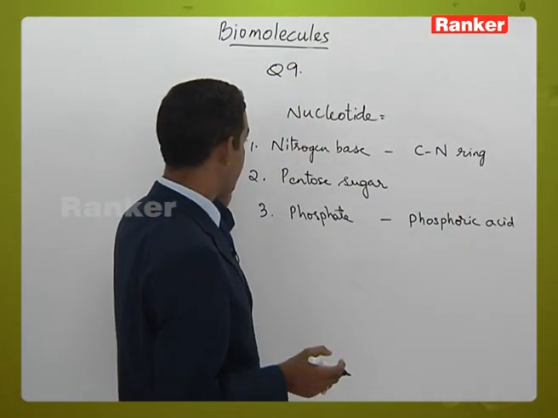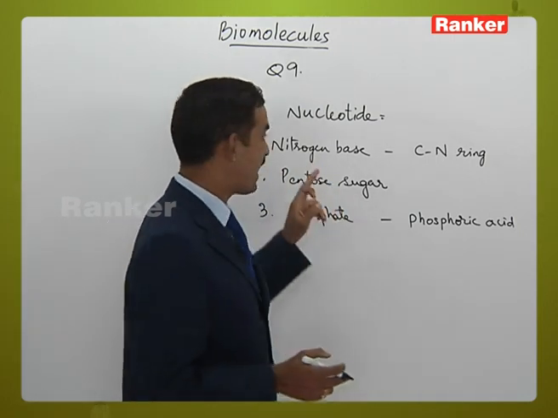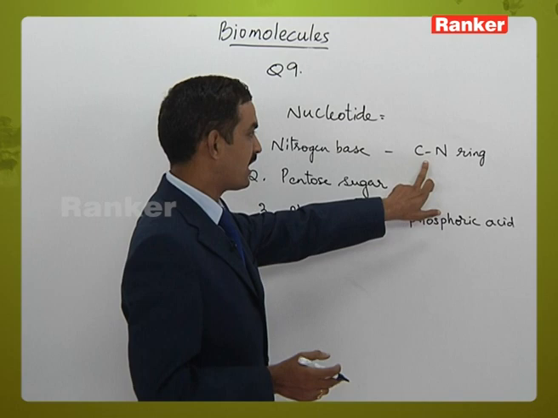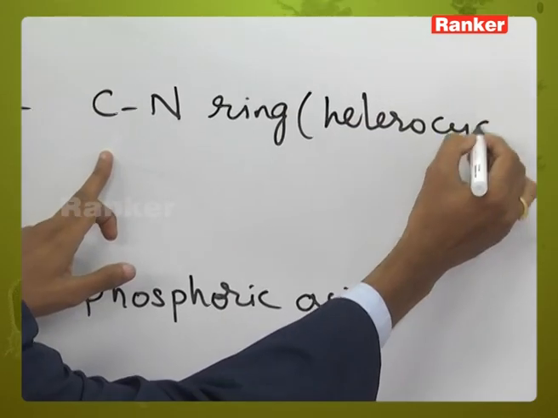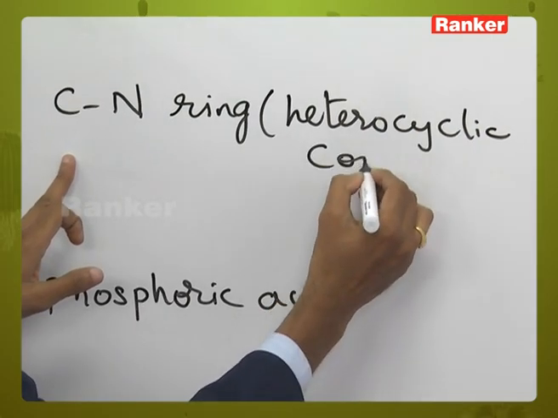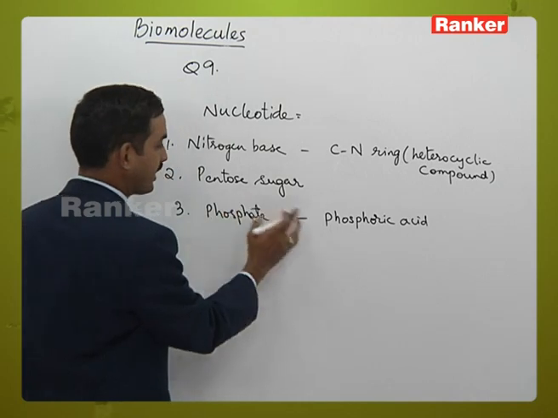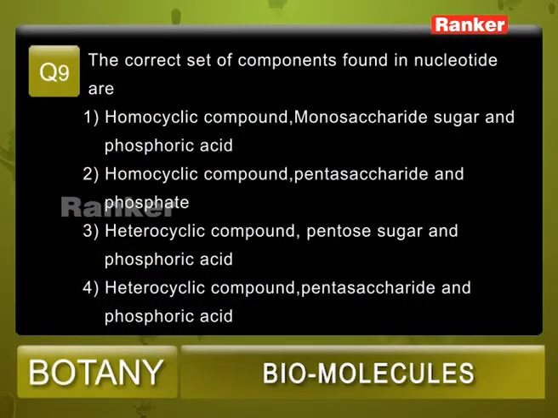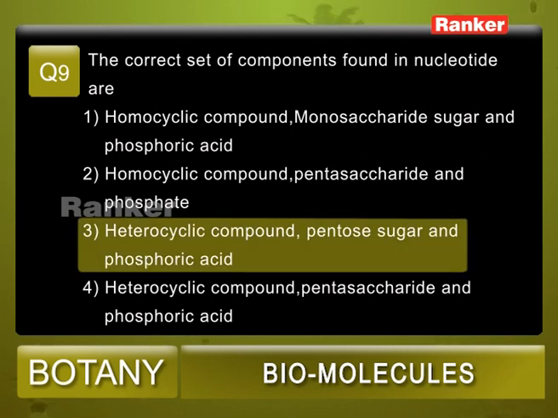So from the given options we can say that a nucleotide is a structure which is made up of a heterocyclic compound, that is a CN ring, and pentose sugar along with a phosphoric acid. So question number 9, the correct answer is 3.